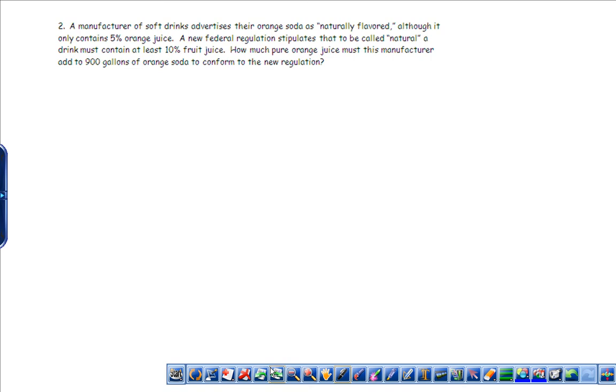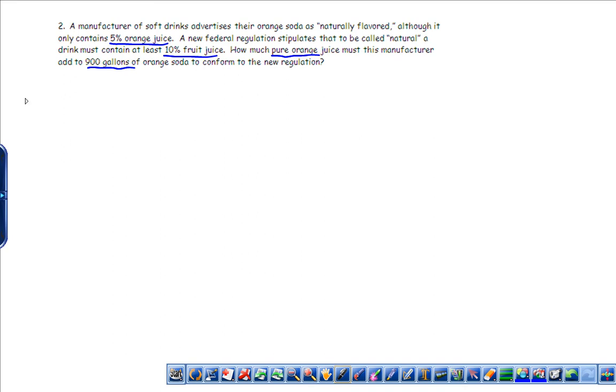Okay, on number 2, it says a manufacturer of soft drink advertises their orange soda is naturally flavored. Although it only contains 5% orange juice, a new federal regulation stipulates that to be called natural, a drink must contain at least 10% fruit juice. How much pure orange juice must the manufacturer add to 900 gallons of orange soda to conform to the new regulation?